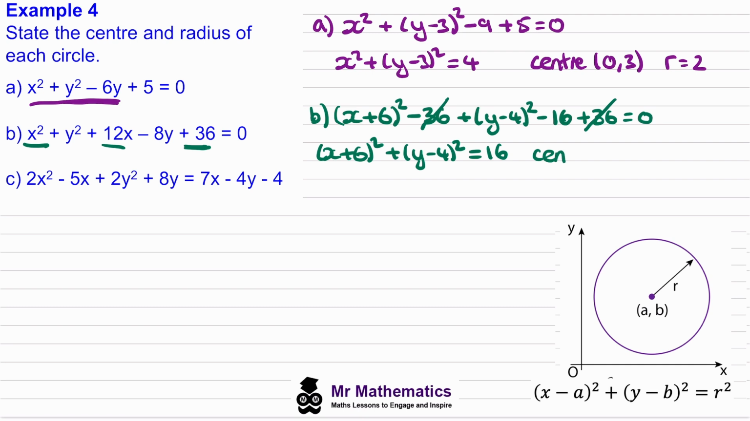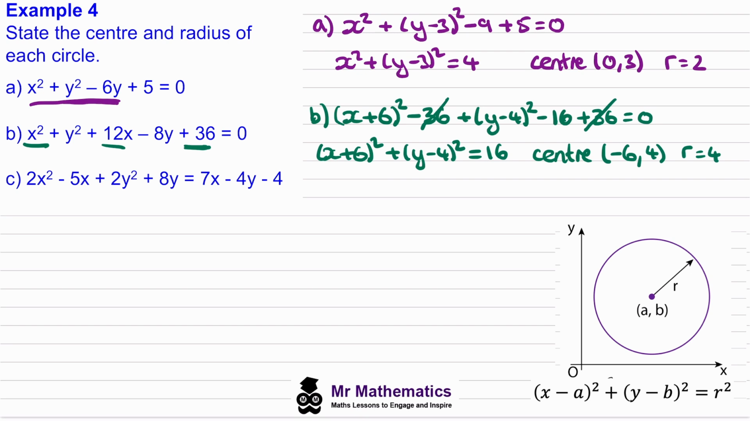So the centre, we can see that the a value will be negative 6. The b value will be positive 4. And the radius will be the square root of 16, which is 4. So do you want to try and work out the centre and the radius for question C? You can pause the video, and when you come back, we'll go through the worked solution.